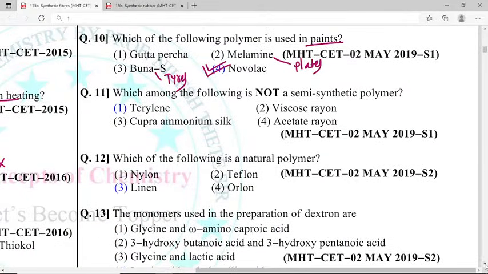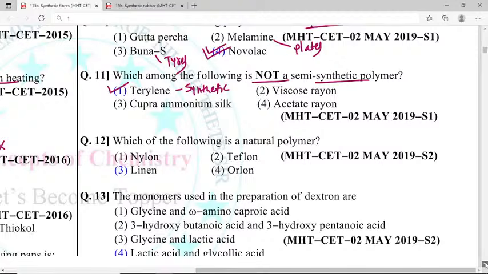Which among the following is not a semi-synthetic polymer? Terylene is the example. It is a synthetic polymer, so it is not a semi-synthetic polymer. Viscose rayon, cuprammonium silk and acetate rayon are all examples of semi-synthetic polymers.